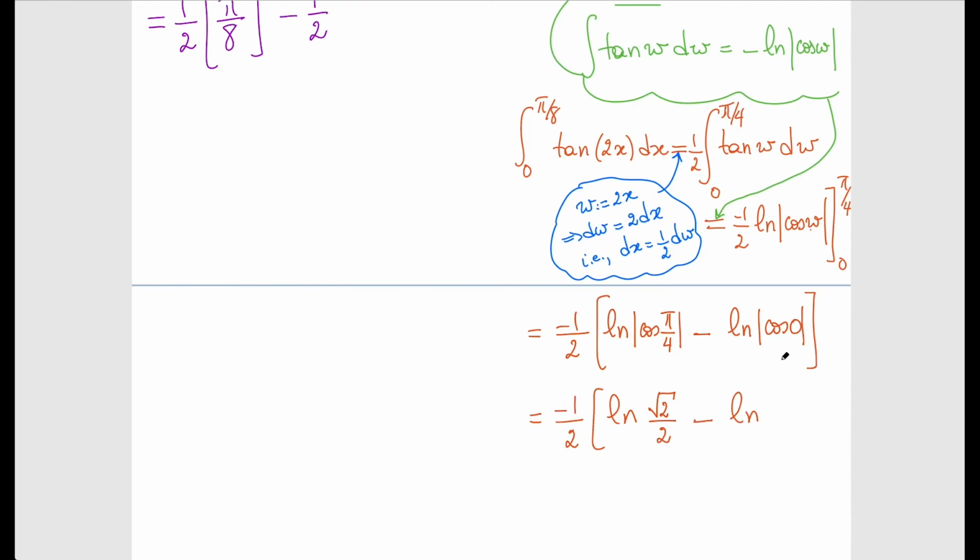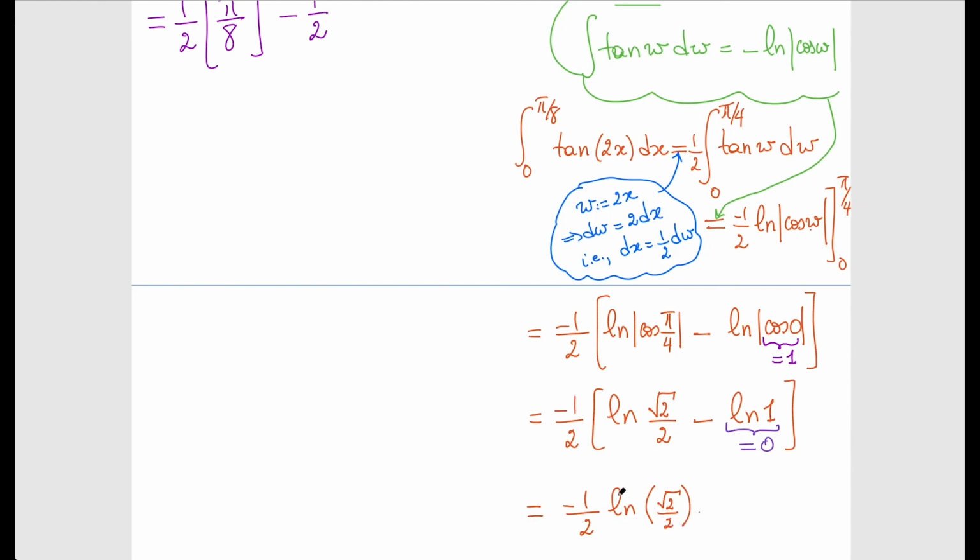Right? So square root of 2 over 2. Minus ln of cosine 0. What's cosine 0? Cosine 0 is 1, right? So we obtain that this is actually ln of 1. And what's ln of 1? ln of 1 is 0. So long story short, this integral here is equal to minus half ln of square root of 2 over 2.